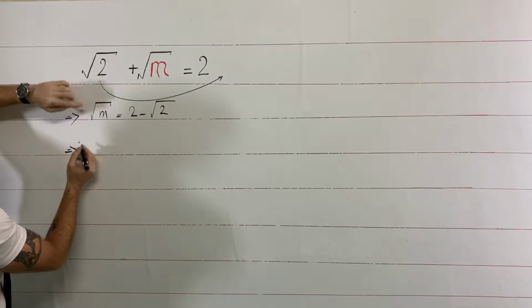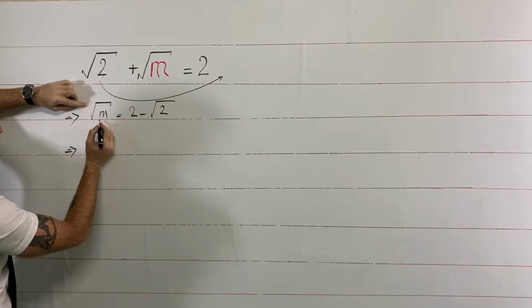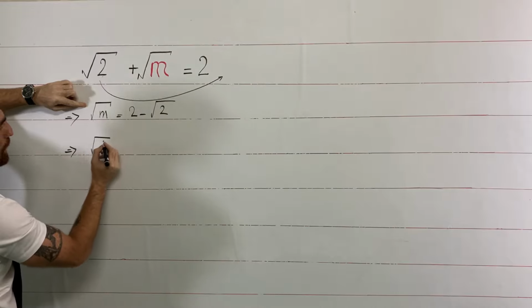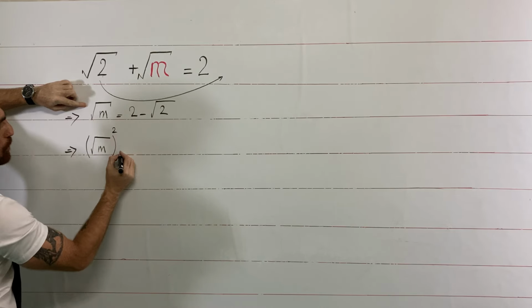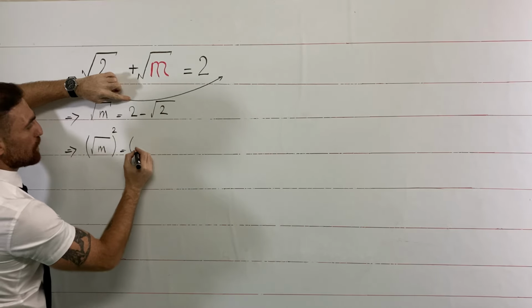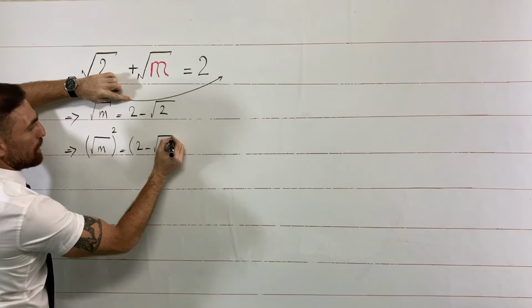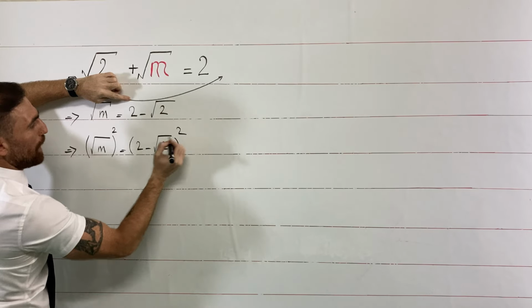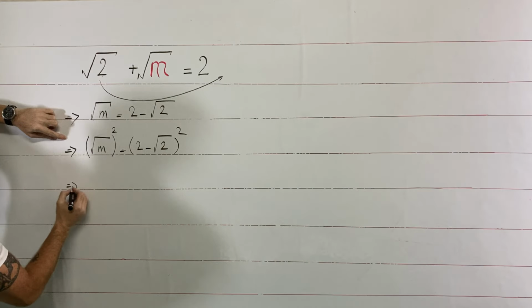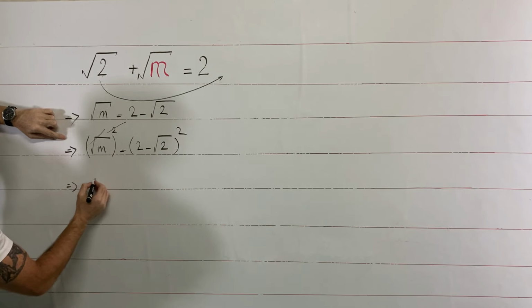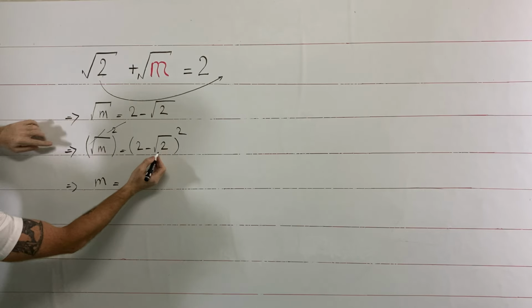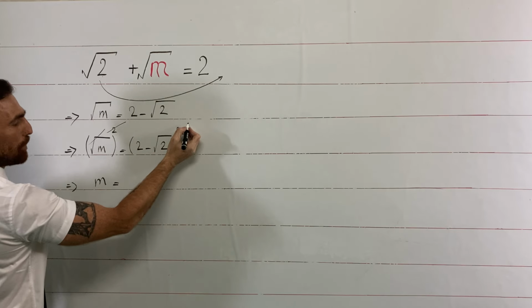Next step, I'm going to raise both sides to the power of 2. So it is going to be left side, the square root of m to the power of 2, equals this one, which means 2 minus the square root of 2 to the power of 2. Left side, these two have exponent, this square root can be cancelled off. So here I write m, and this one is a minus b to the power of 2.